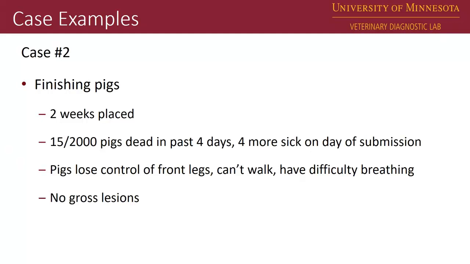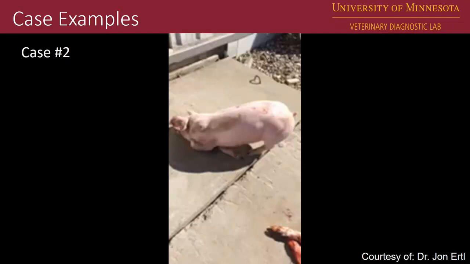So this is the second case. These are finishing pigs. These pigs are 2 weeks placed. And in the past 4 days, 15 out of the 2,000 pigs have died. 4 more were sick on the day of presentation. These pigs are reported to lose control of their front legs quite frequently. Then they'll go down, have difficulty breathing, and then they die. Necropsy, there are no gross lesions to indicate why that might be happening.